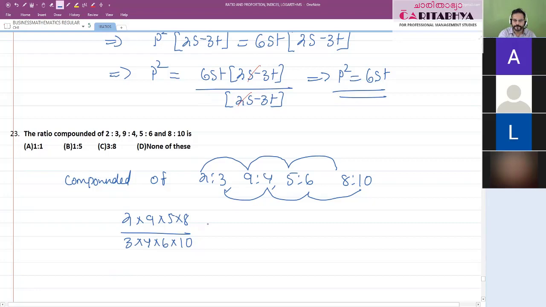Try to get the answer. So 2, 5, 5, 5 get cancelled. Then 3, 2, 6 divided by 6, 1 by 1, so 1 is to 1. All terms are cancelled. That's the answer. So compounded ratio means the product of antecedents is to the product of consequents.